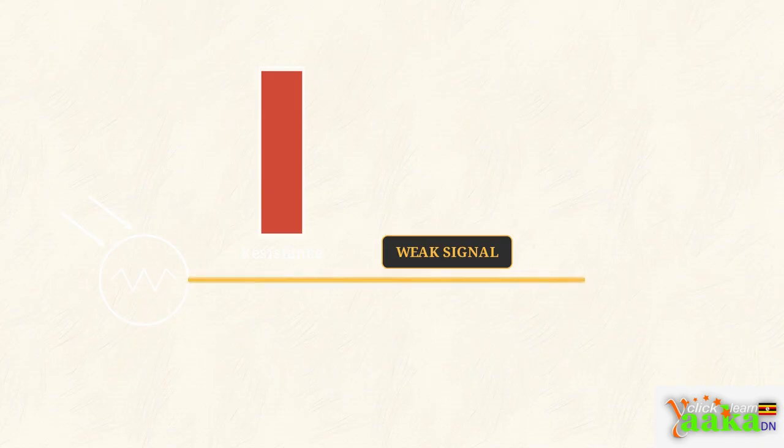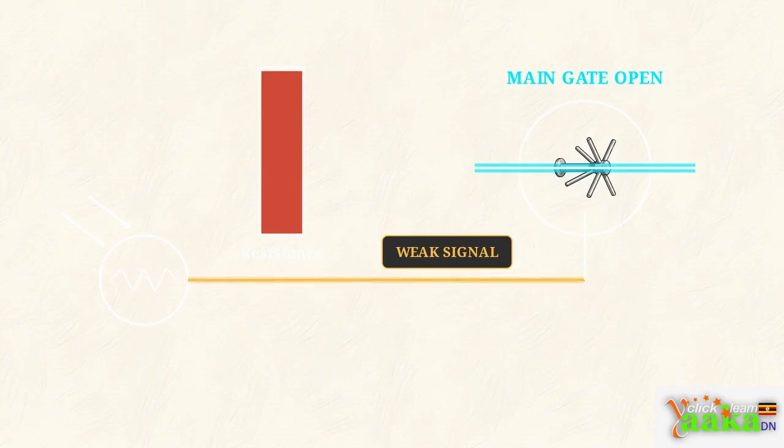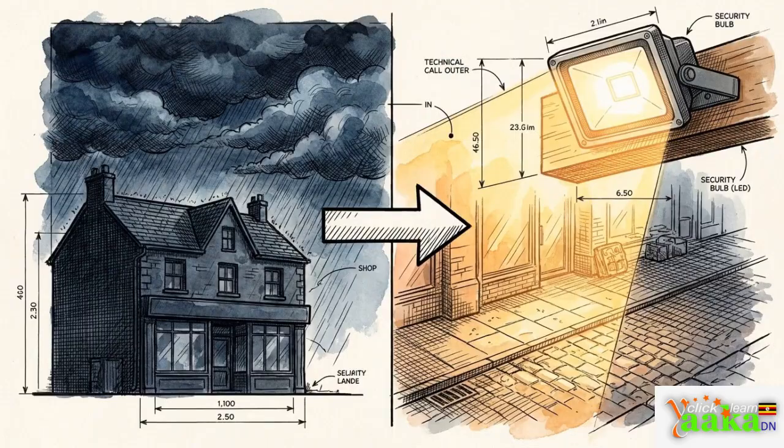But that signal is too weak to turn on a bulb alone, so it travels to the transistor. As the schematic expands, you can see how the LDR signal triggers the transistor's main gate to switch on. Combining a passive sensor with an active controller creates an automatic if-then system. If it gets dark, then the circuit sends power to the light.